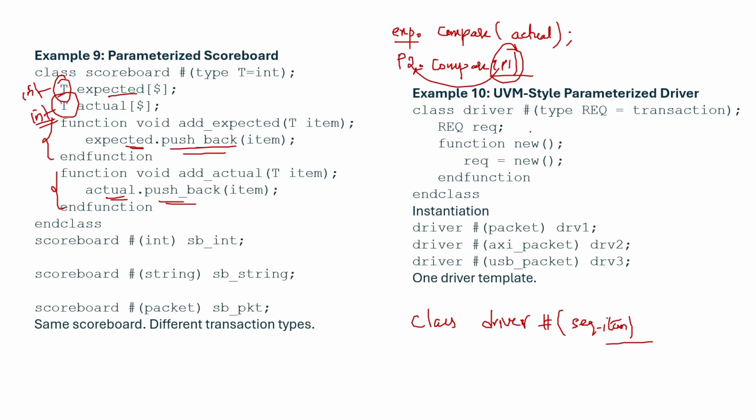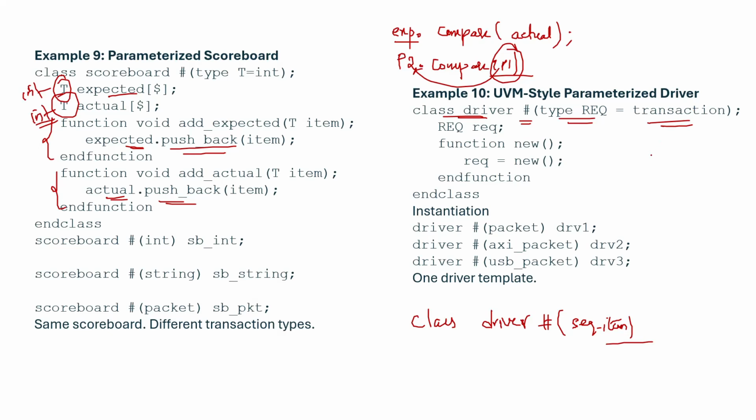A class with another class we are using. That is the UVM style. See, class driver hash type request equal to transaction class. Transaction class is somewhere else. That transaction class here in SV we are calling transaction, in UVM sequence item.